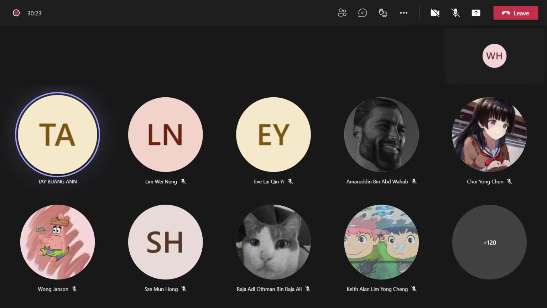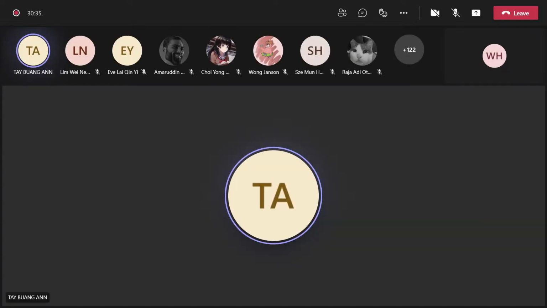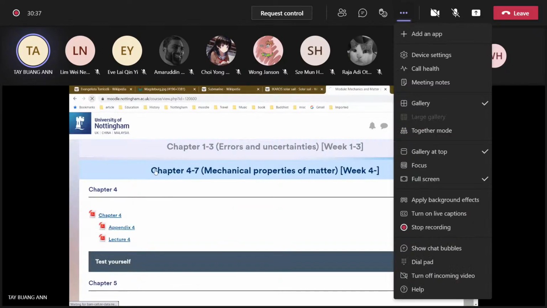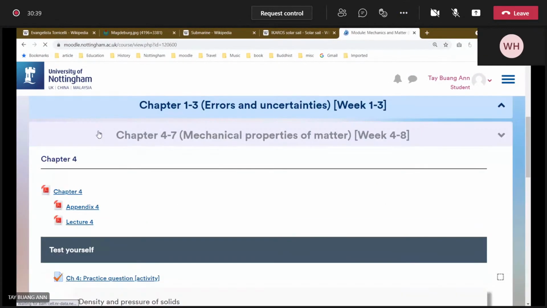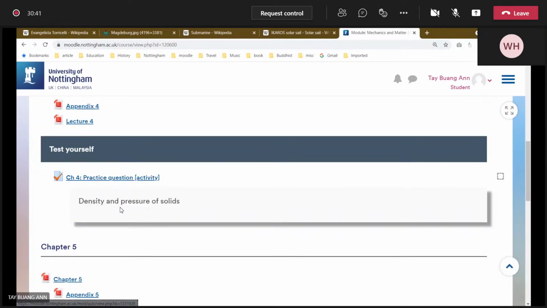Okay, so you can go to your Moodle. Okay, under chapter 4. So under chapter 4 here you will see the first one, density and pressure of solid. Can you try to do that? This is a simple one just to test yourself. So I give you maybe 4 minutes. Okay, can you try that now?